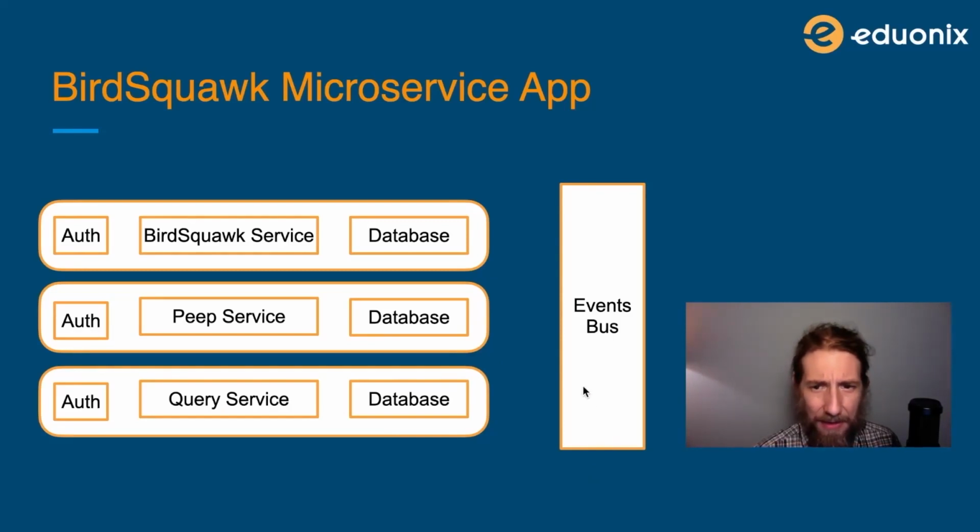That events bus will work like this. When someone posts in the BirdSquawk service, it's going to emit an event that'll carry the data from the post over to the events bus, and then the events bus will send it over to the peep service and over to the query service. So that way the data can get from the BirdSquawk to the peep and the query.